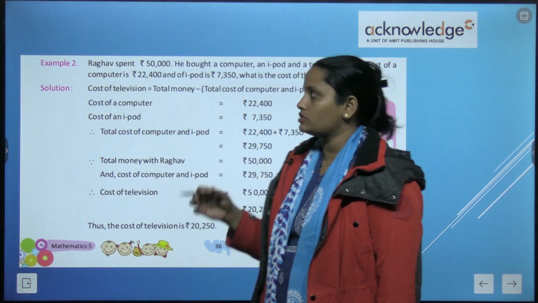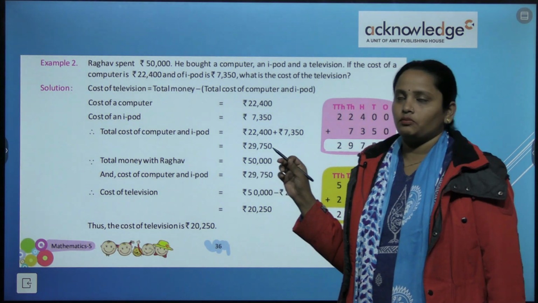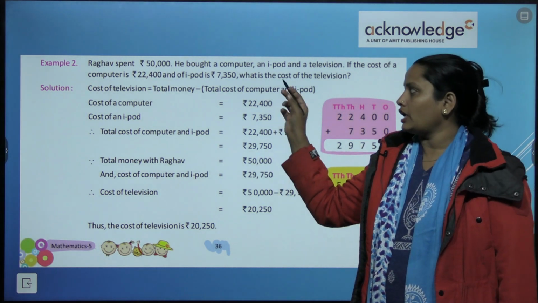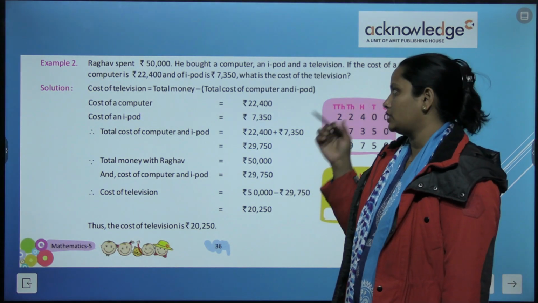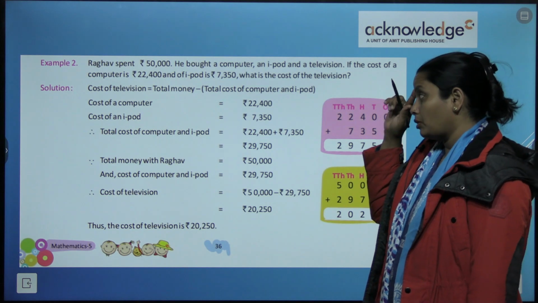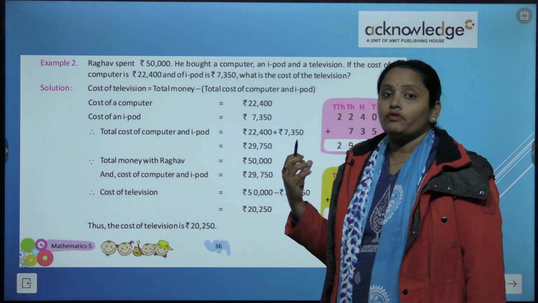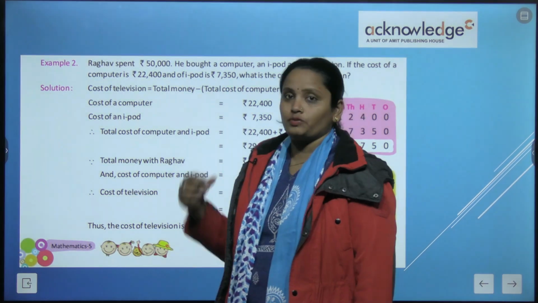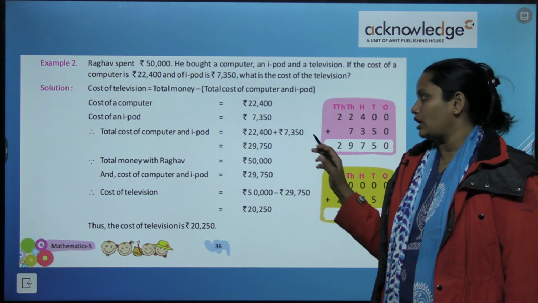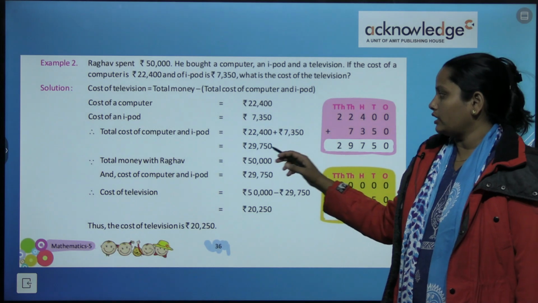Raghav spent 50,000. He bought a computer. So he bought a computer, an iPod, a television. If the cost of the computer and iPod is given, what is the cost of the TV? So what will we do? Buying all three of these devices cost him 50,000 rupees. So first we will add the prices given for the two devices.